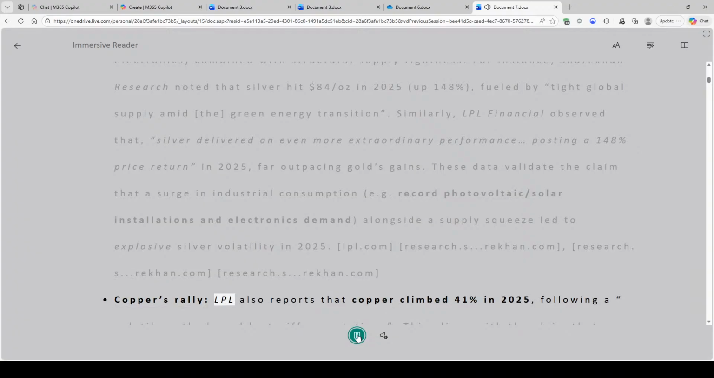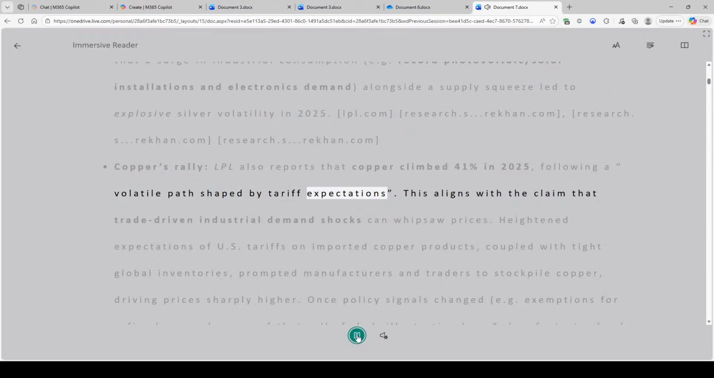Copper's rally: LPL also reports that copper climbed 41% in 2025, following a volatile path shaped by tariff expectations. This aligns with the claim that trade-driven industrial demand shocks can whipsaw prices. Heightened expectations of U.S. tariffs on imported copper products, coupled with tight global inventories, prompted manufacturers and traders to stockpile copper, driving prices sharply higher.